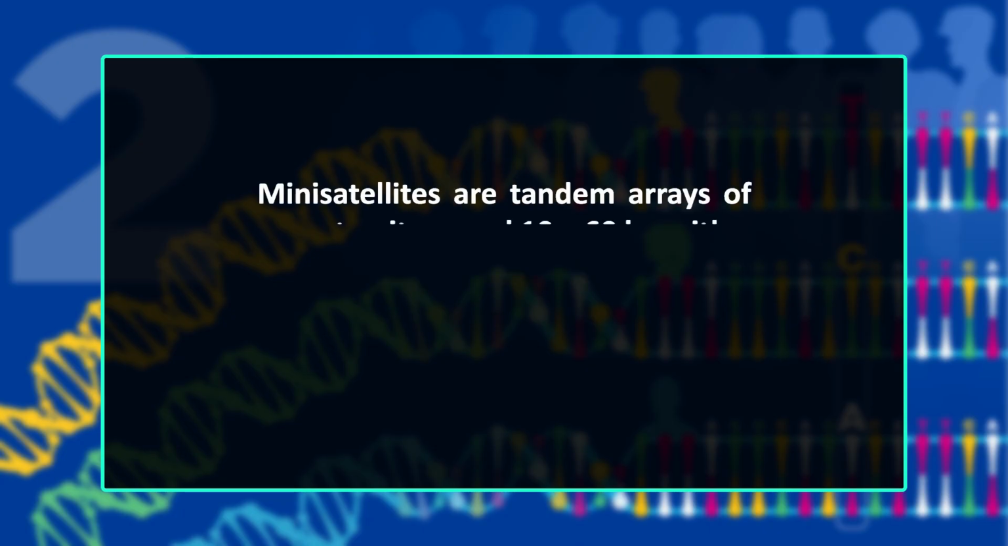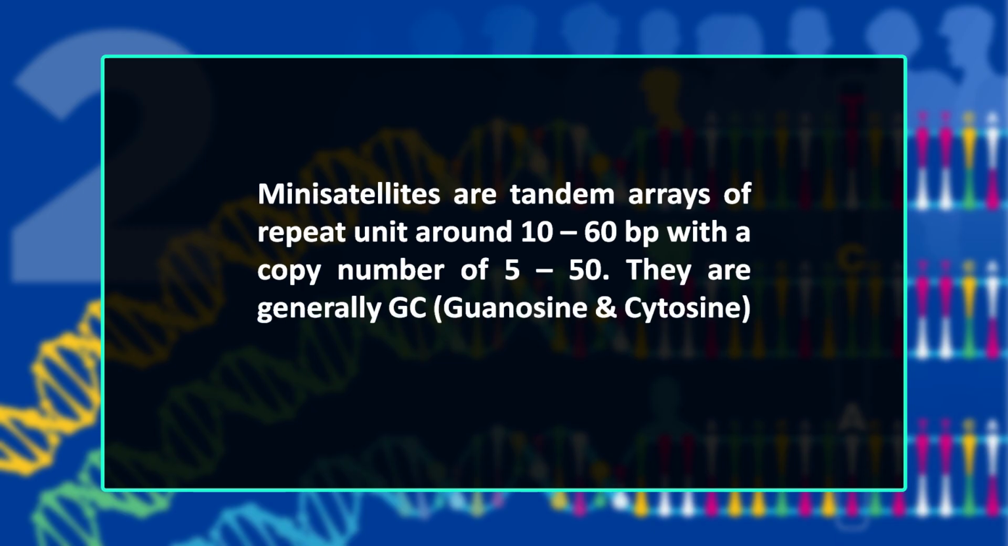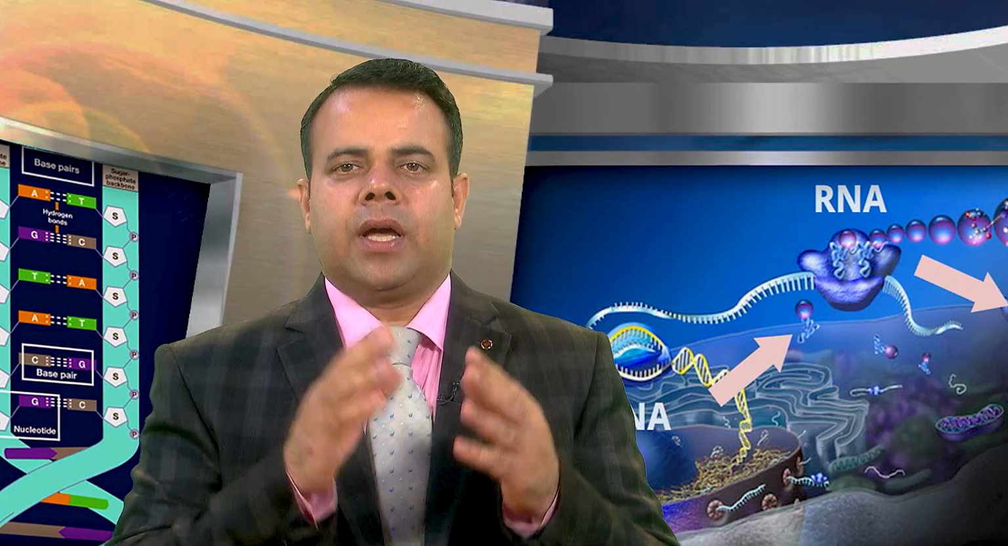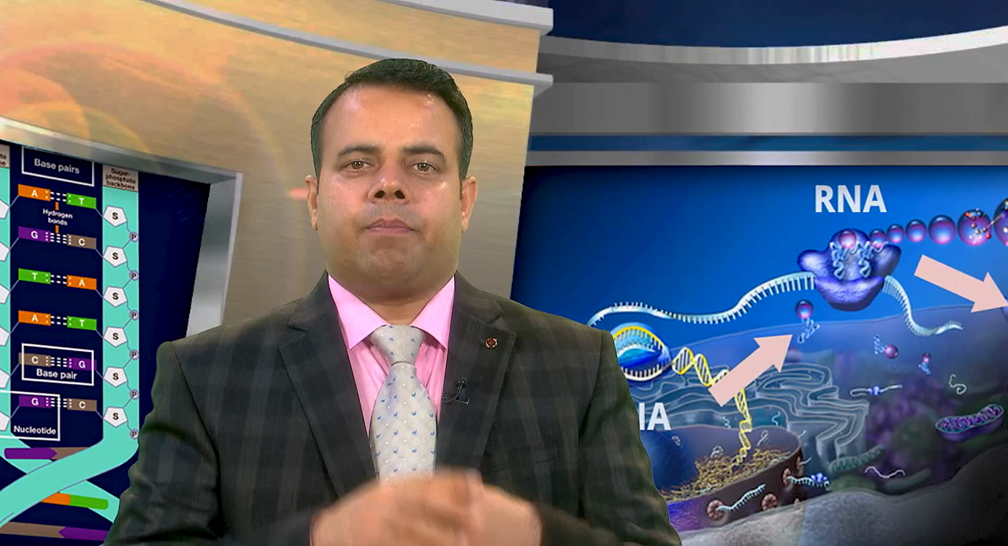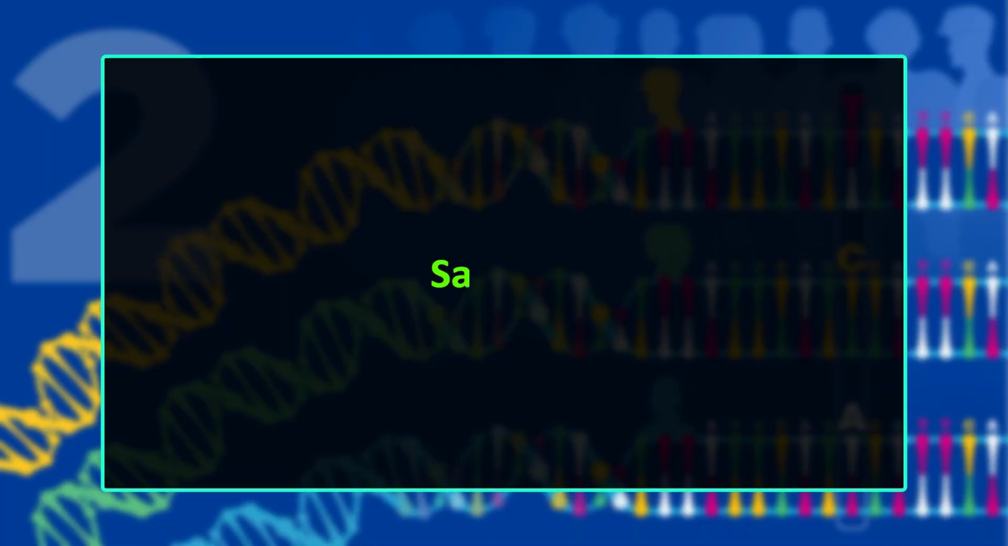Mini-satellites are tandem arrays of repeat units around 10 to 60 base pairs long with a copy number of 5 to 50. They are generally GC, that is guanosine and cytosine rich repeats. They are among most dynamic loci in our genome. Like most of the microsatellites, these are considered to be neutral markers, but there are examples that they play essential roles. Dear students, let's now discuss the satellite.